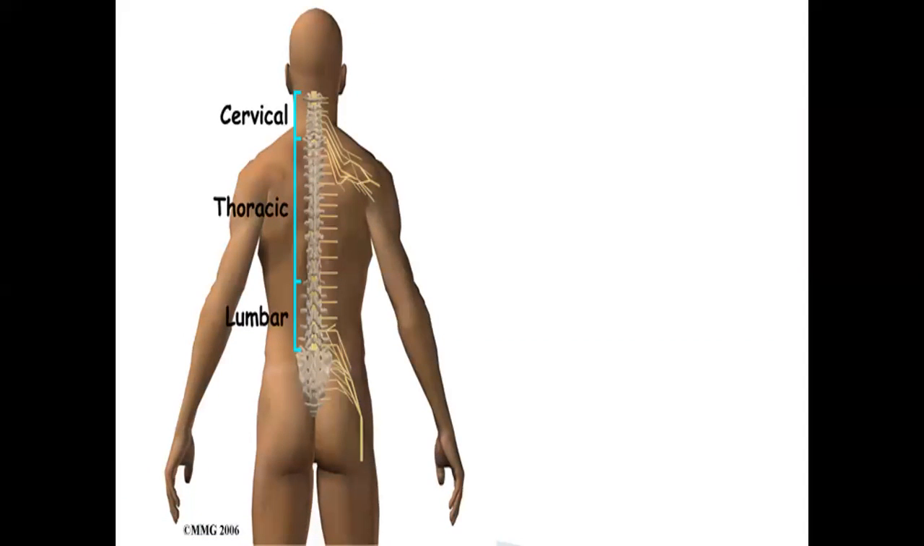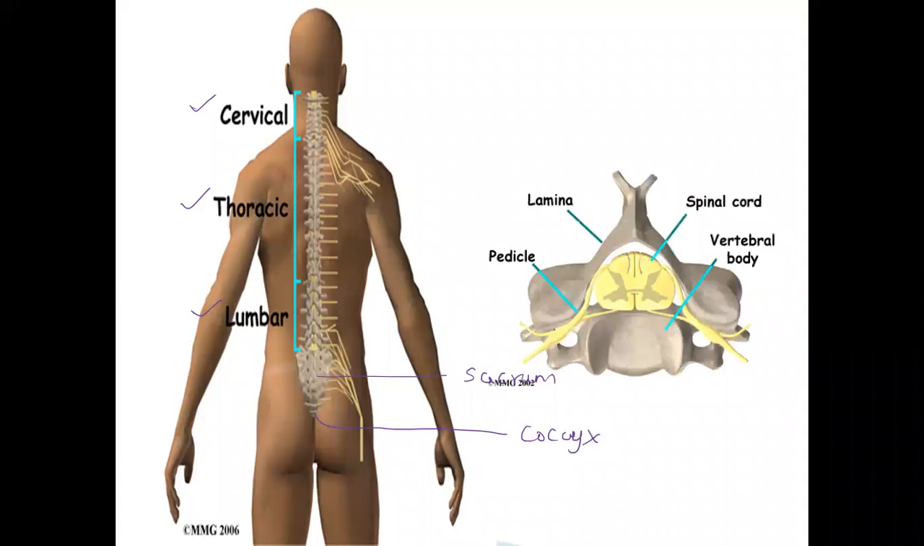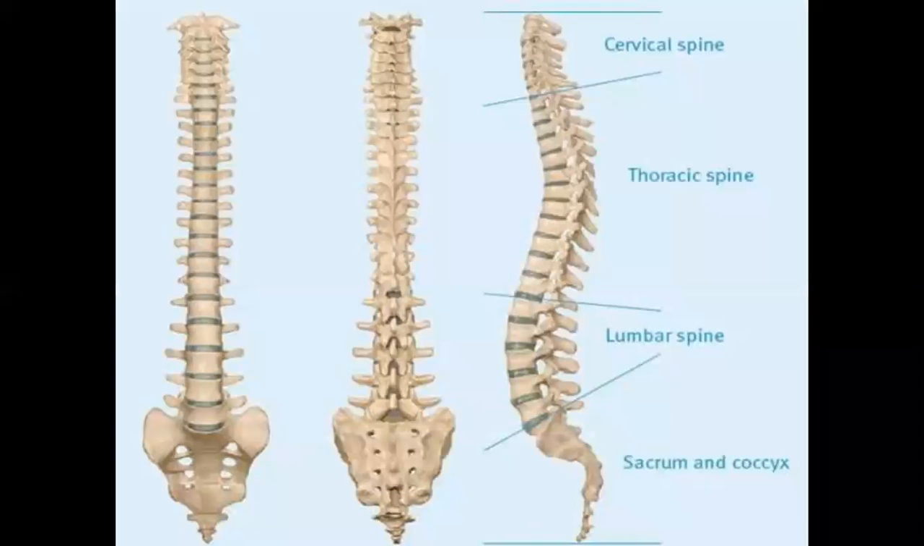Look at this. There is the cervical, which is present in the neck region, then thoracic, lumbar. This area that you can see is the sacrum, and this area at the last is the coccyx, also called the tailbone. The first one is the atlas, then we have the axis, then other typical vertebrae.